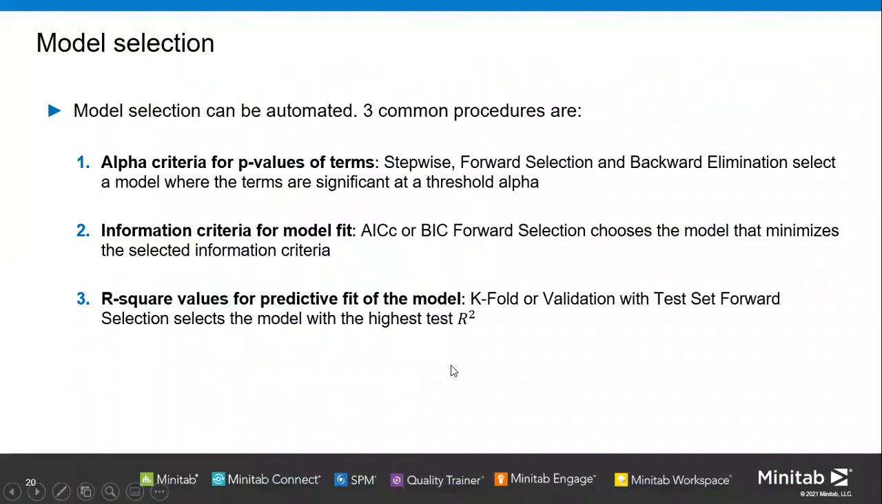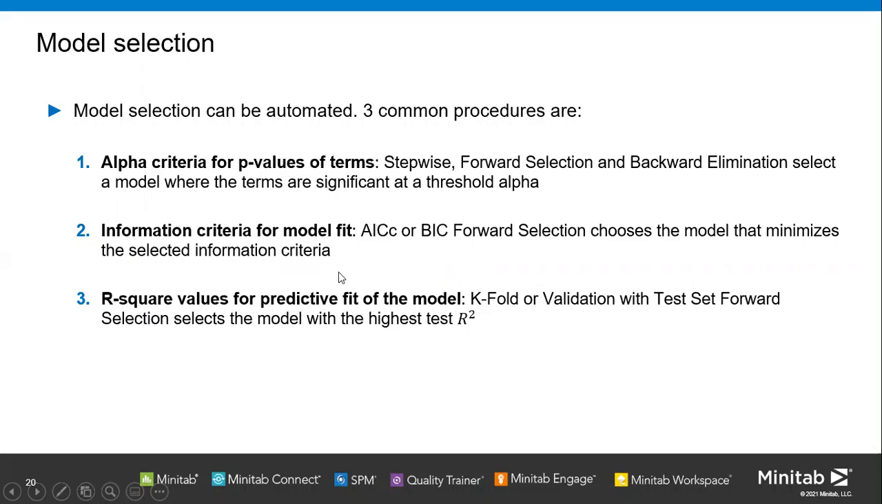Another way is the information criteria for the model, which we call AIC or BIC model selection. And we also have another procedure, the R squared value for the predictive fit of the model. For this case, we have K-fold or validation with a test set, forward selection, and so on.